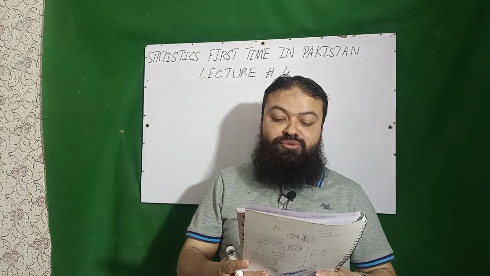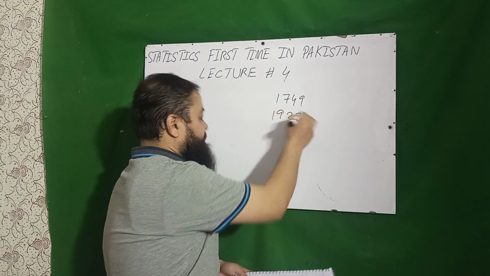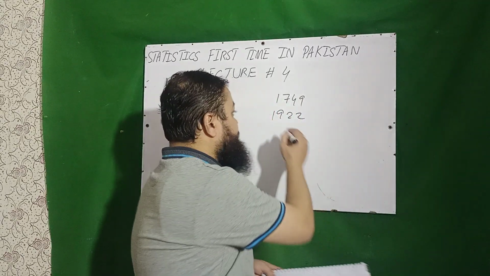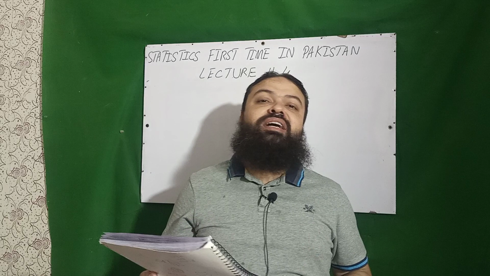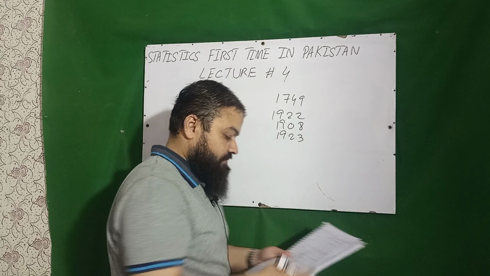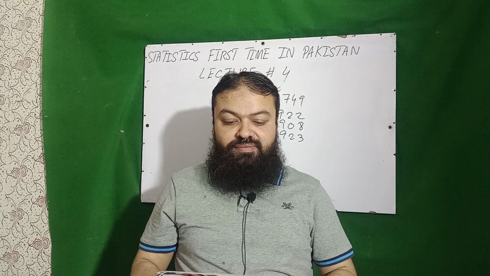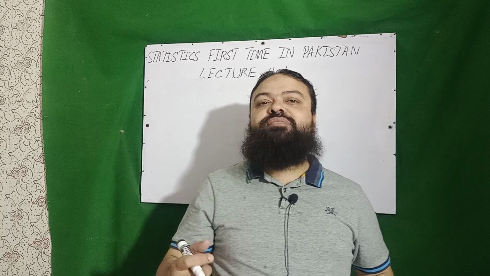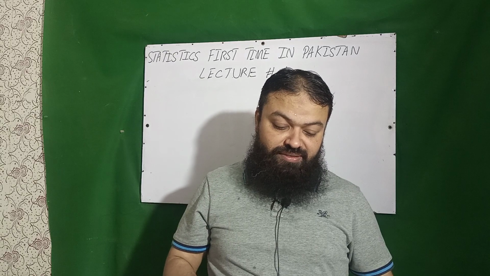Next is, F distribution was introduced by Snedecor in 1922. T-test was introduced by Gossett in 1908. A very important question. Analysis of variance was given by Ronald A. Fisher in 1923. Box plot was given by John Tukey in 1970, and stem and leaf display was also introduced by the same person, John Tukey, in 1977.